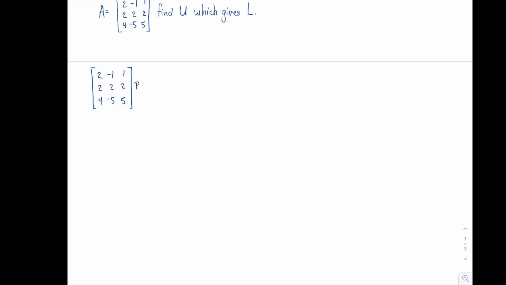And let's put this together. My first operation is going to be row 2 minus, I'm going to put minus 1 just so we can see it, row 1. So I'm going to rewrite the first row, 2 minus 1, 1, 0, and then 2 plus 1 is 3, and then 2 minus 1 is 1. There we go. And the third row is the same, 4 minus 5, 5.